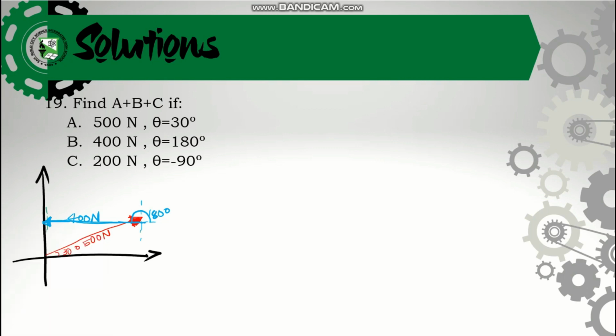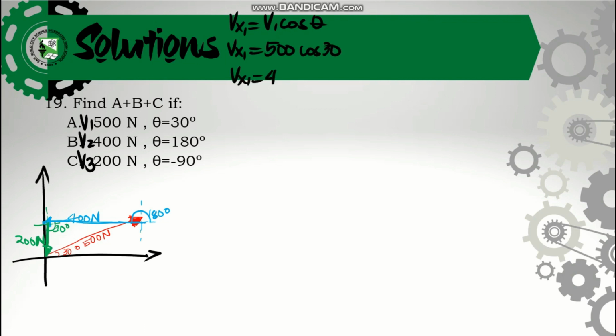Then once you draw it, let's move on to 200 Newton, the green part. So, as you can see, negative 90 siya. Since negative 90, you will know that the direction is to the south. And then for the head of 400 Newton, you can get the negative 90 by tracking the clockwise for 90 degrees. So, we have this kind of diagram.